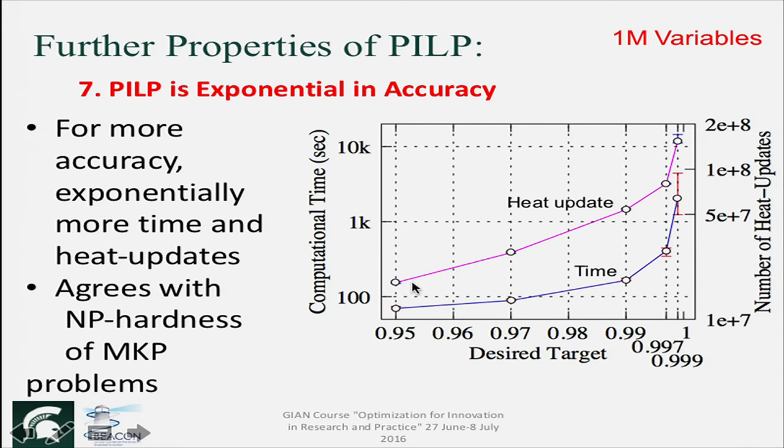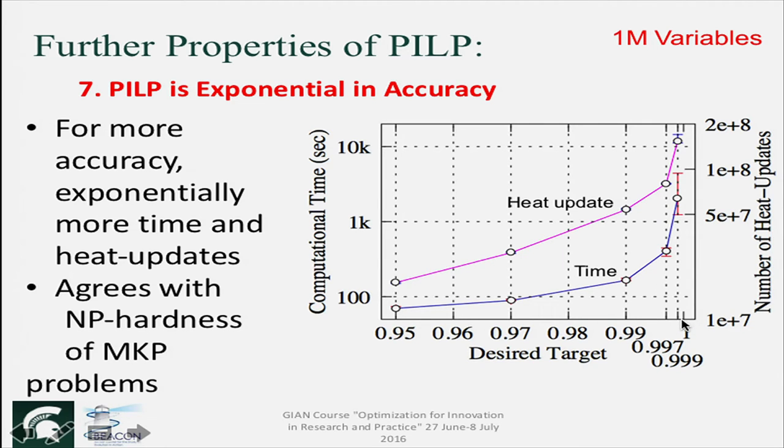So any straight line will be exponential. This is even worse than exponential. There's nothing like worse than exponential; it's just that the power of the exponent goes up. So this performance, any of these lines, time or heat update, is showing you need exponentially more time if you want to get closer and closer to the optima.